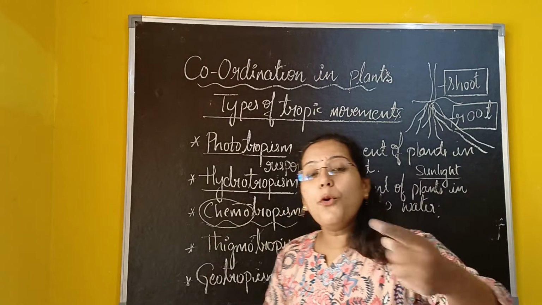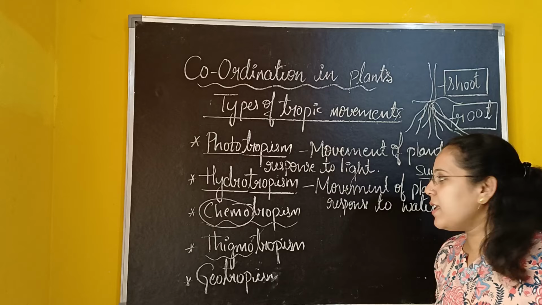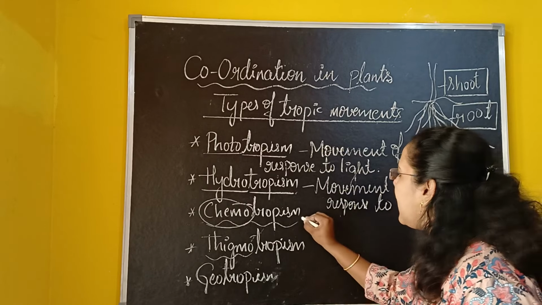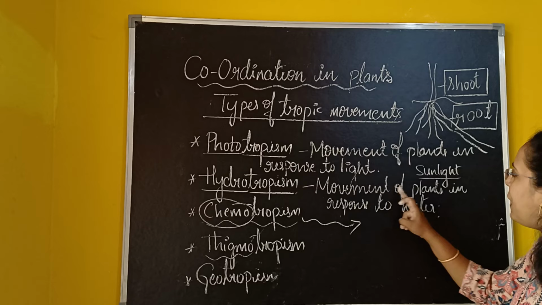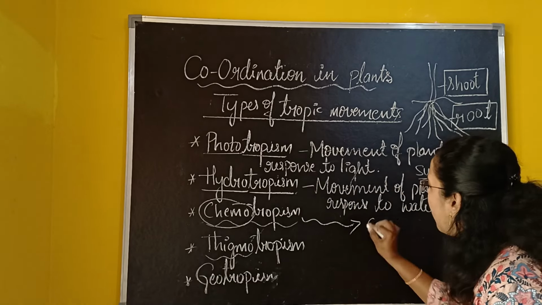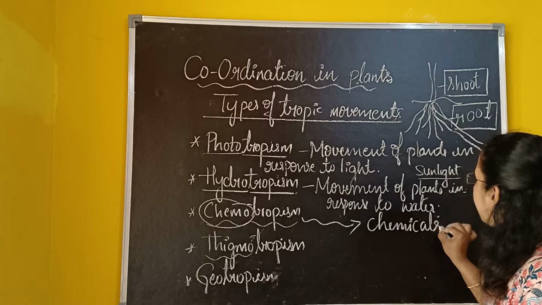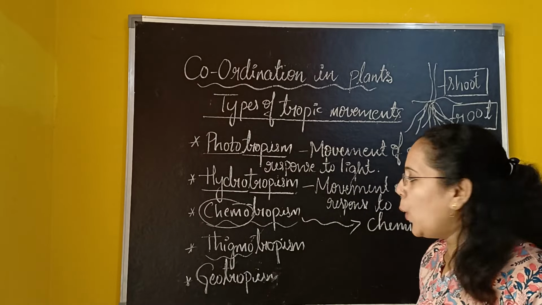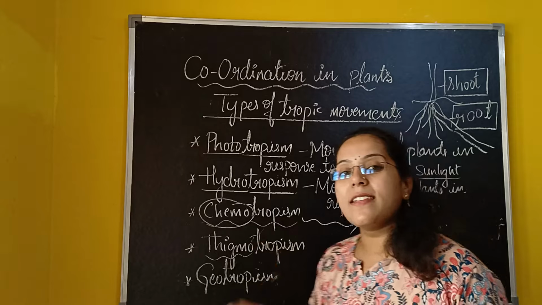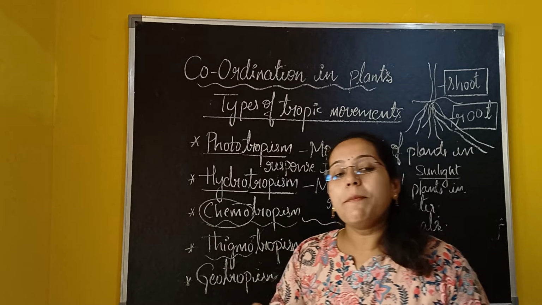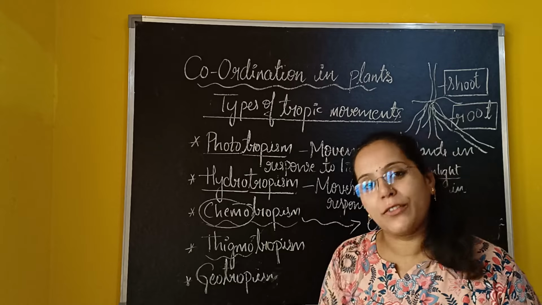Clear? So moving to next, we have Tigmotropism. Tigmo is nothing but touch. I hope you can write this statement. Very simple. Please copy down. Movement of plants in response to what? Chemicals. In response to, change the last word. It is chemicals. Okay. Tigmo is nothing but touch. Again, tropism is nothing but movement. That means plants are showing the movement in response to touch.